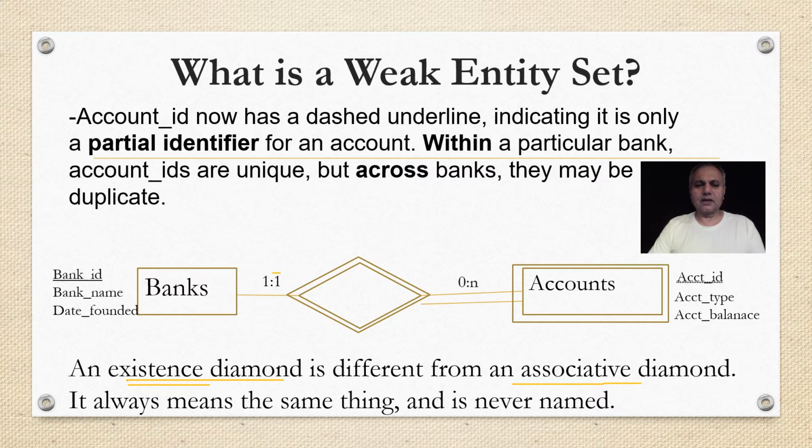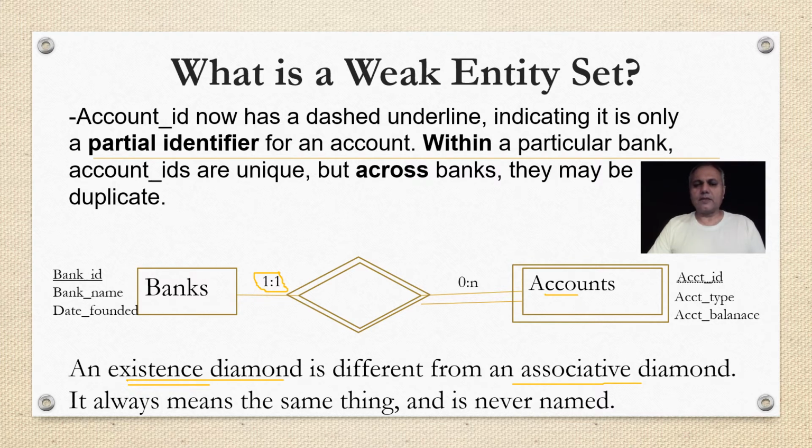This cardinality has to always be 1, 1 because by definition, each account, for example, in this case, is dependent on one and only one bank. And this could be 0 many or 1 many or whatever numbers you want out here.